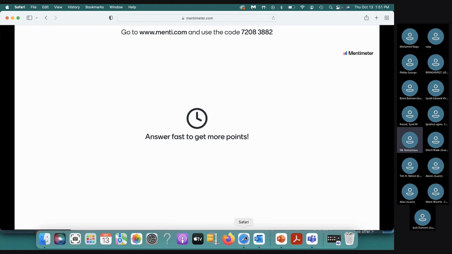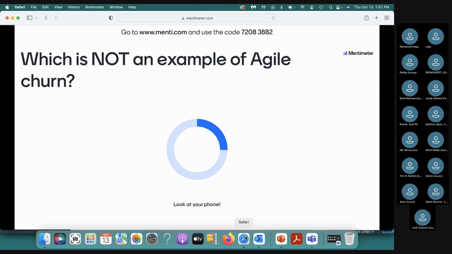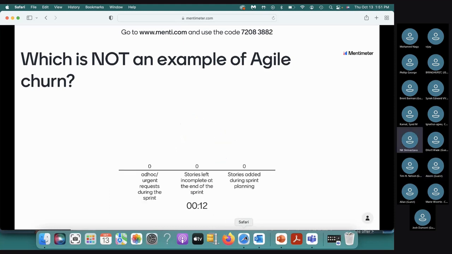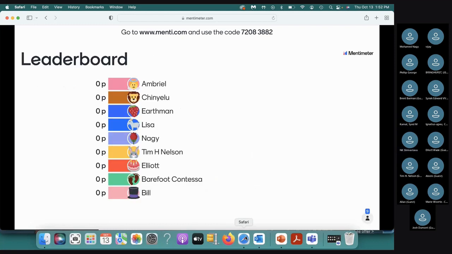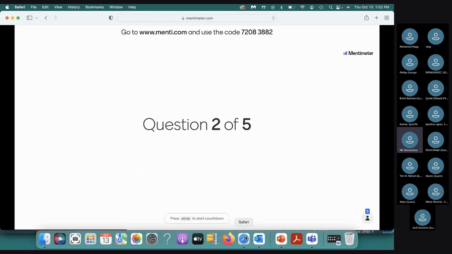So we'll start with the first one, which is not an example of churn. Okay. So it was not, okay, which is not an example. So maybe you already read what is the example of an agile churn, okay. One of you responded right. So let's see what we get here. So Embriel, the one who responded right, others won't get any points because their answers were wrong. So now let's go to second question here.